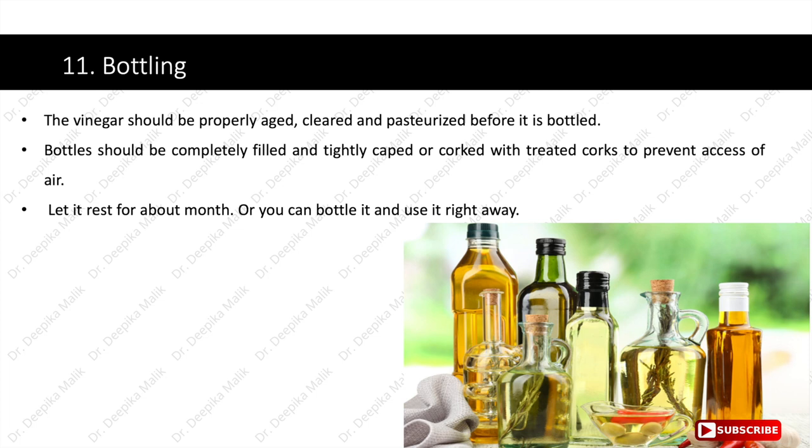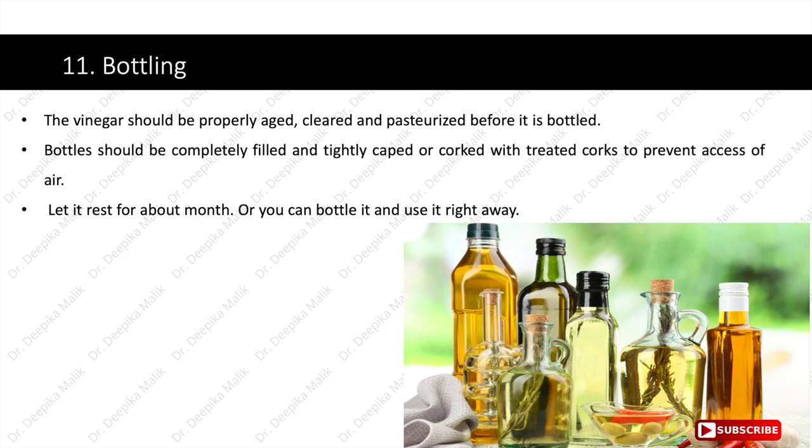Now, after pasteurization is complete, the next step is bottling. The vinegar should be properly aged, cleared, and pasteurized before it is bottled. Bottles should be completely filled and tightly capped or corked with treated corks to prevent excess of air. Let it rest for about a month, or you can bottle it and use it right away.